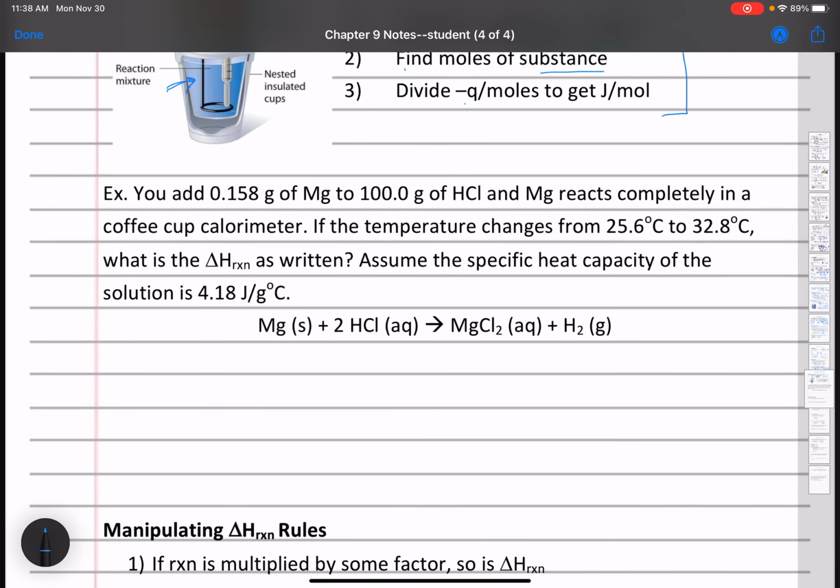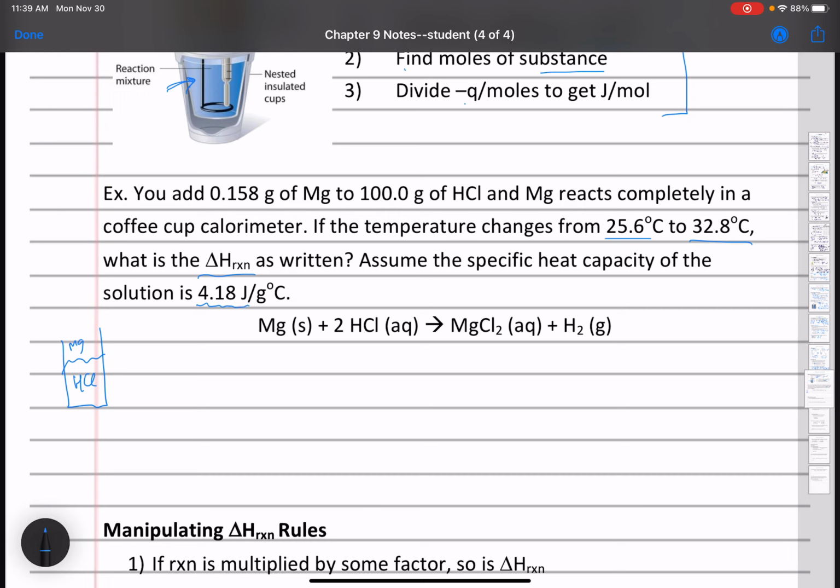You add 0.158 grams of magnesium to 100 grams of hydrochloric acid. So here's our coffee cup calorimeter, and we're adding some magnesium to some hydrochloric acid. And it reacts completely. If the temperature changes from 25.6 to 32.8, what is the delta H as written? Assume the specific heat capacity of the solution is 4.18 joules per gram degree Celsius.